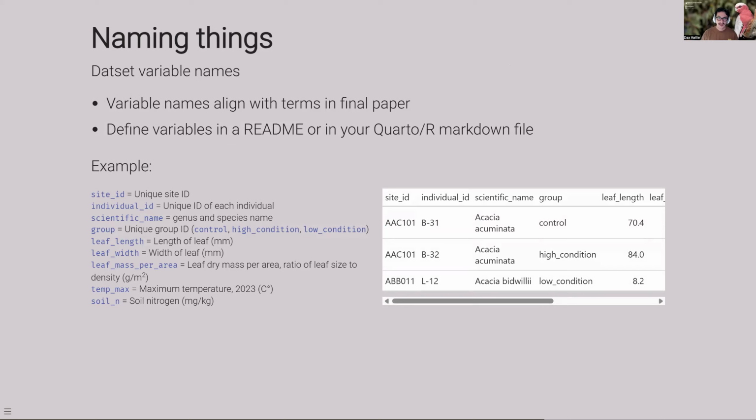Something else I also think is a good idea is to define your variables in a README or in the Quarto or a Markdown file that you're using. And I have an example here on the left where I've just listed all the columns in my data set and I've said what they are. And I also say how they're measured. The nice thing about that is then you don't have to say how they're measured in the column name itself. You can use this as a reference and then it'll keep your code and your column names a lot shorter, a lot easier to read.